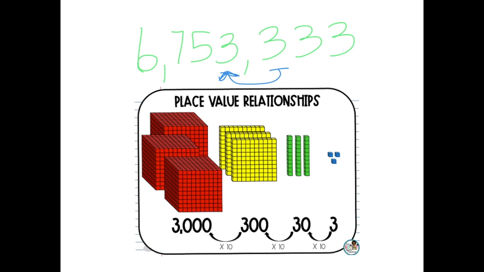Again, it would be a lot more challenging to count this time because we're dealing with larger pieces, but if I wanted to see how many 300s fit in here, or how many times I would have to multiply 300 to get to 3,000, it would be 10 times.